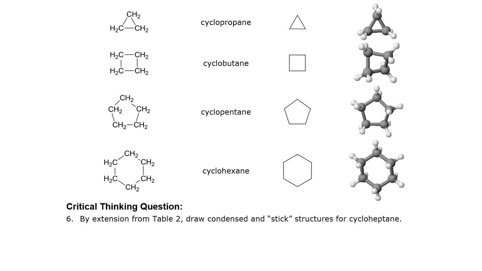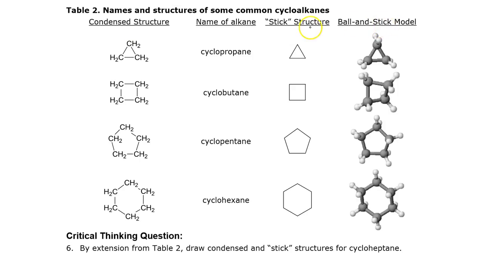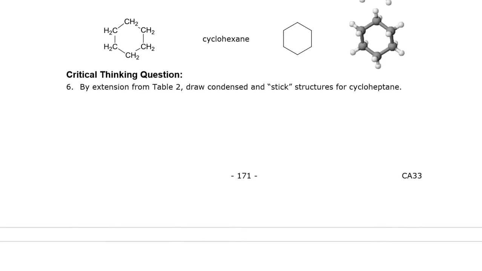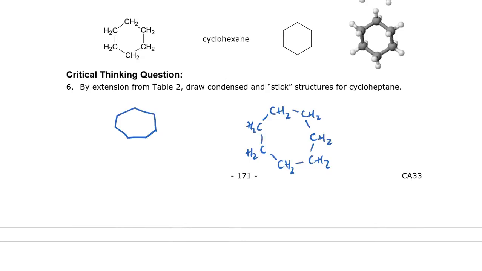So number 6. By extension, draw condensed and stick structures for cycloheptane. So condensed and stick. So pause the video and draw those now. All right, here are my attempts at doing that. Cycloheptane would have 7 carbons. So you'll get better at drawing these after you've practiced. 6 is pretty easy because we might be used to drawing a hexagon. 7 is a little more challenging, but you can do it if you practice.